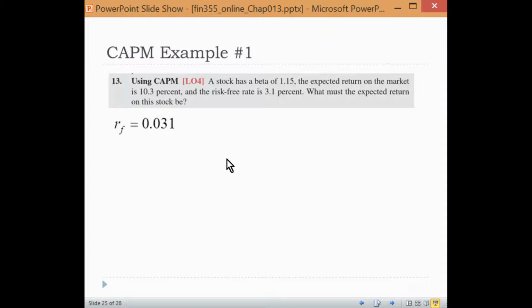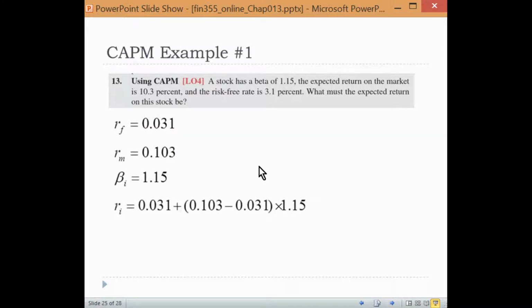Taking our inputs, you probably want everything in decimal form here, not percentages. Makes things simpler. 3.1% is 0.031. That's the risk-free rate. That's the minimum rate of return on any investment. The market average return is 10.3%, or 0.103. That's the average return, or the return on an investment of average risk. We were told that this particular stock's risk, or beta, is 1.15, so it's a little bit riskier than average. Its risk premium will be a little bit larger than the average, or the market risk premium.